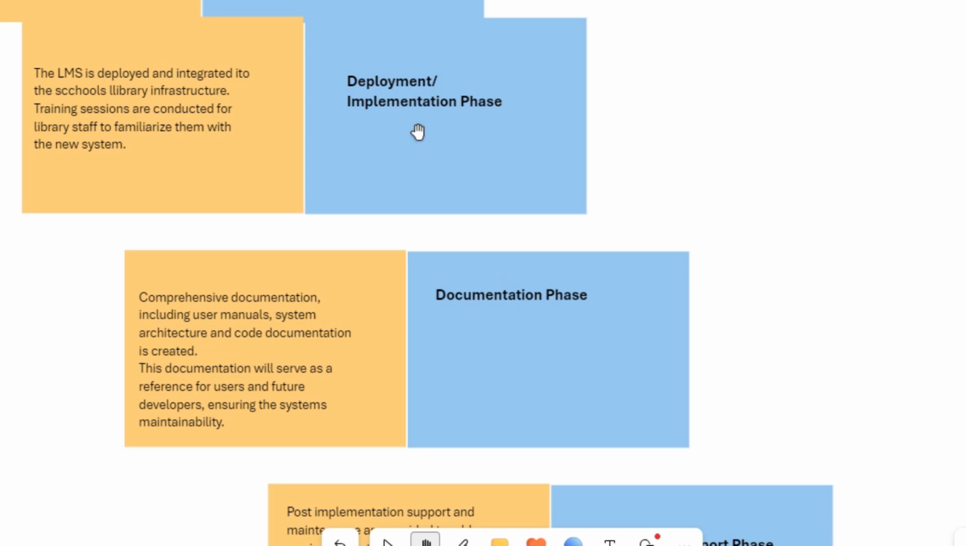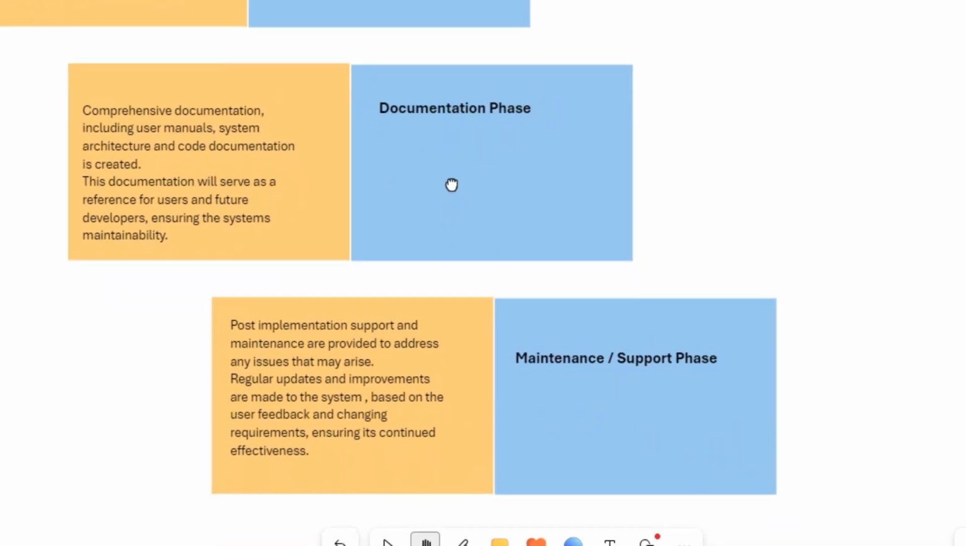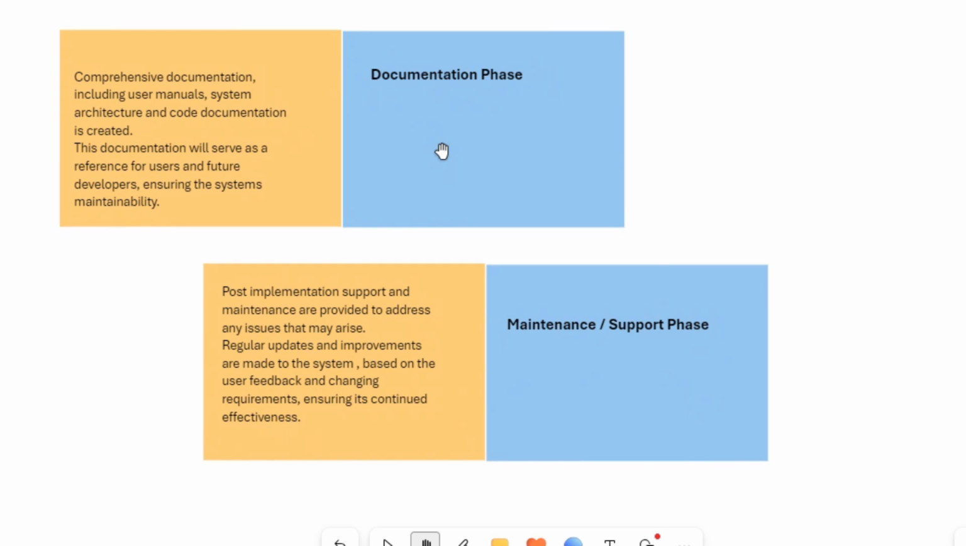During different training sessions, library staff will familiarize themselves with the new system. Then is the documentation phase. Now, documentation phase is just like the user manual, which is provided to the customer, to the school officials. So it will provide a reference for users and future developers, ensuring the system's maintainability.